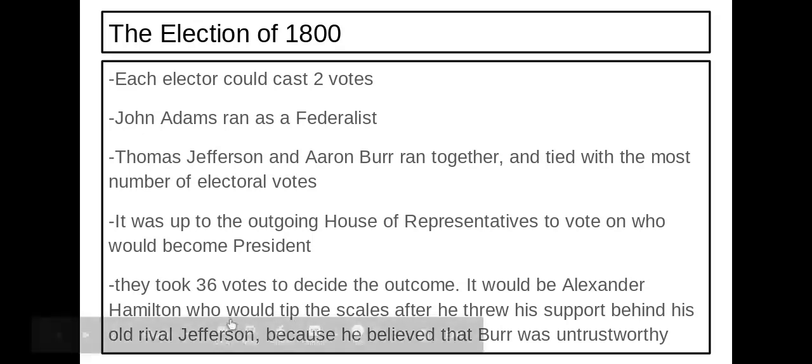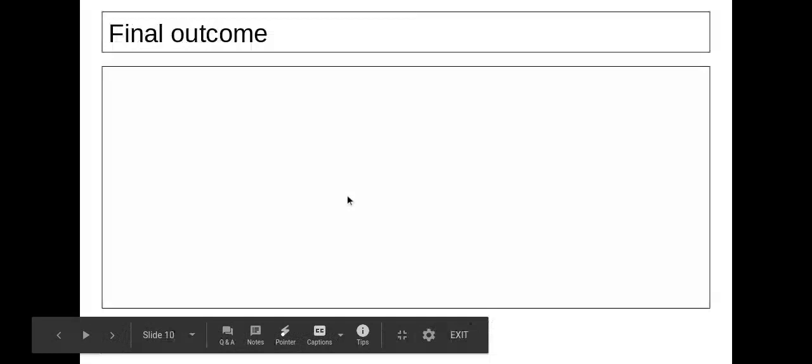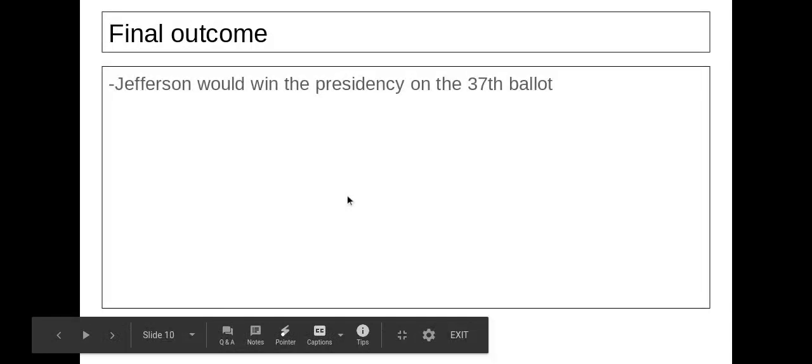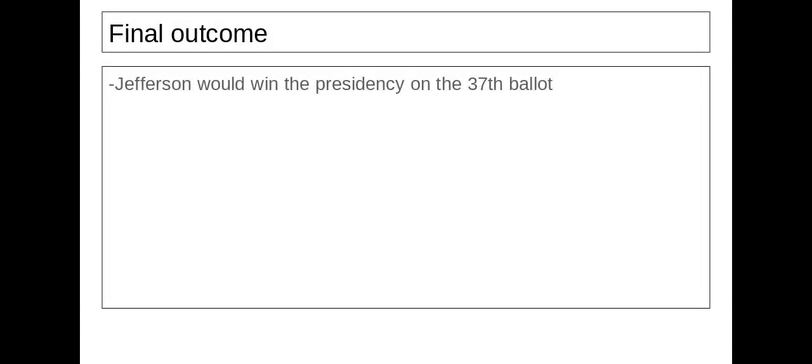And needless to say, Aaron Burr was not pleased about this. The final outcome that you would get is that Jefferson would win the presidency on the 37th ballot. It took a good week for them to be able to sort it out, even a little bit longer. And Burr would be made vice president.